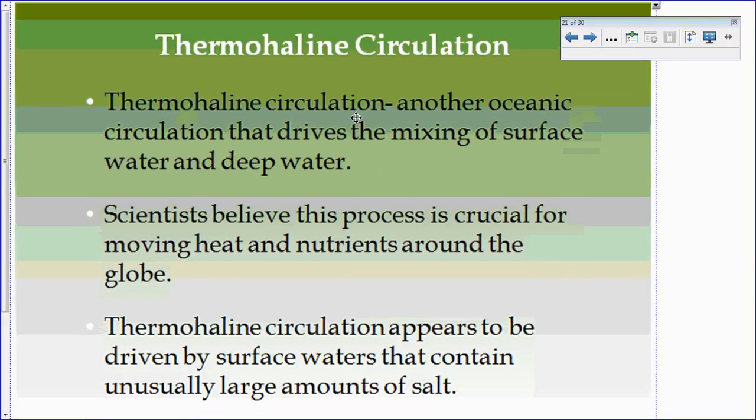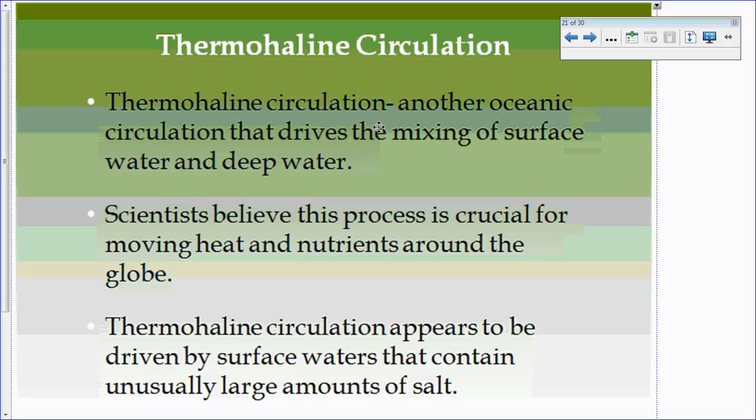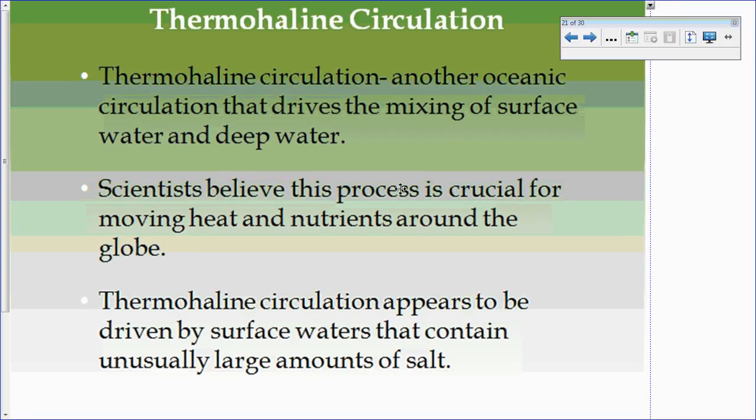Okay, thermohaline circulation. So this is kind of going off of the bottom waters as well. Thermohaline circulation is an oceanic circulation that drives the mixing of surface and deep water. That's important. This is crucial for moving heat and nutrients around the globe. Thermohaline circulation appears to be driven by surface water that contains unusually large amounts of salt. So this is going to be another difference in ocean current circulation.